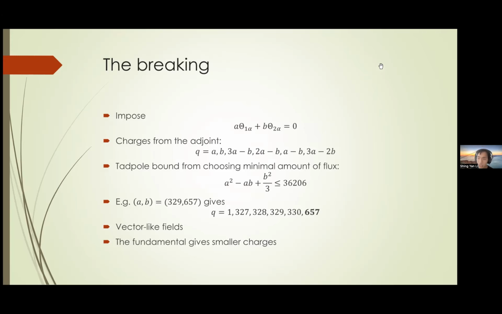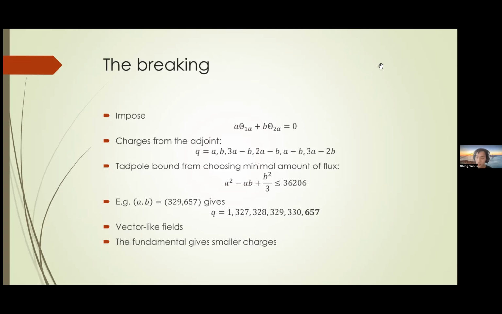And then we try to saturate the tadpole bound, and that will give me some candidate numbers for A and B. So let's say if we pick A and B to be 329 and 657, that will almost saturate the tadpole bound, and it will maximize one of the charges in the adjoint to be 657. And for me, it's a really surprising result because that number is really, really larger than the previous one, which is Q equals 6, right?